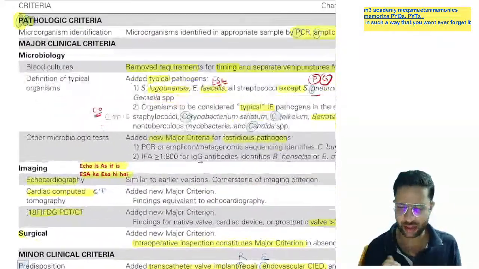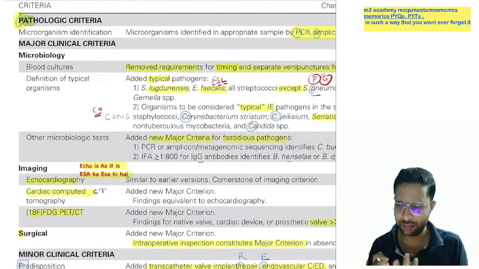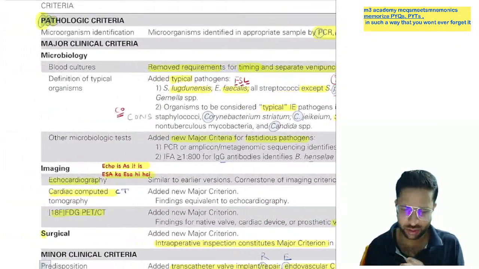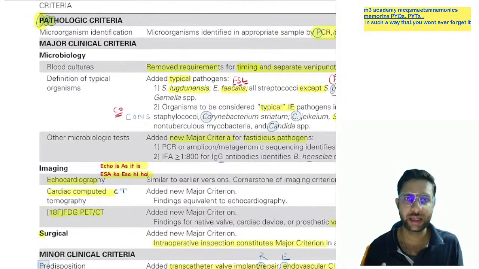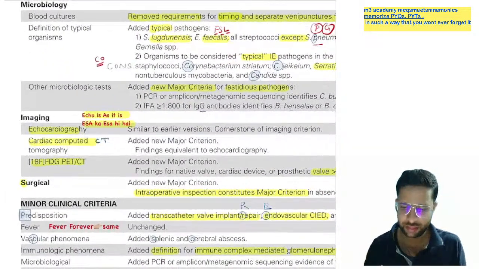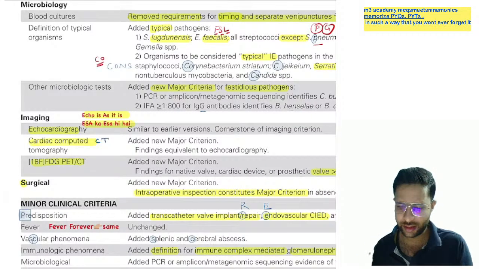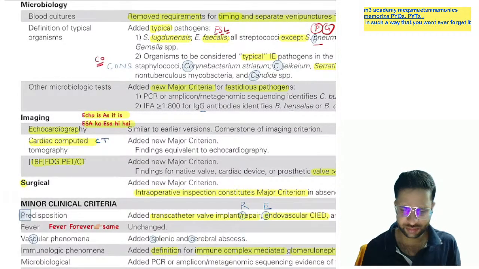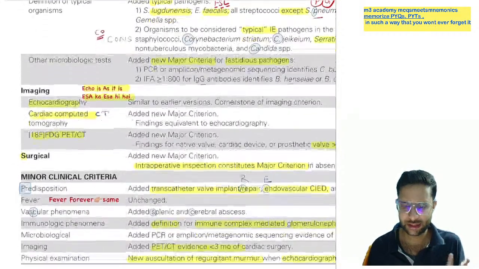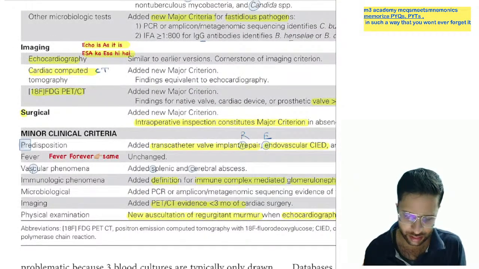What you have to remember is that we removed the requirement for timing and separate venipuncture for blood culture, and we updated the definition of the typical organism, and also updated the titer for the organism. The echocardiography finding is as it is, meaning the same. Yes, and now the minor criteria.